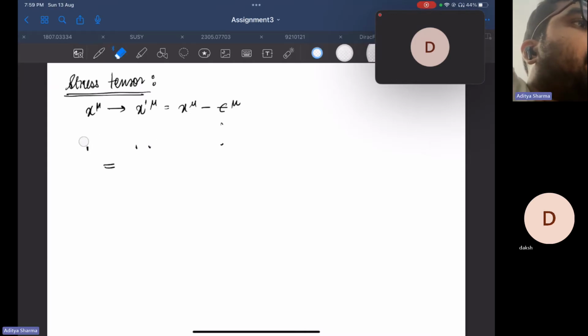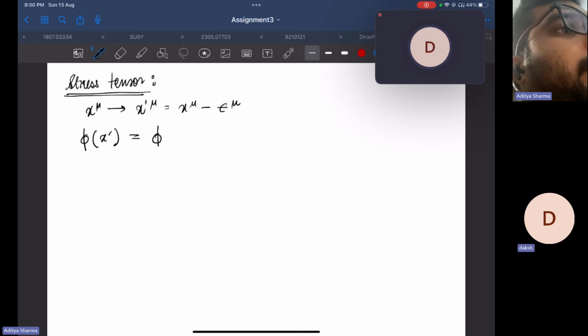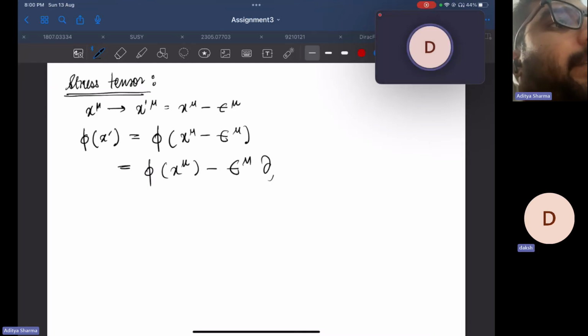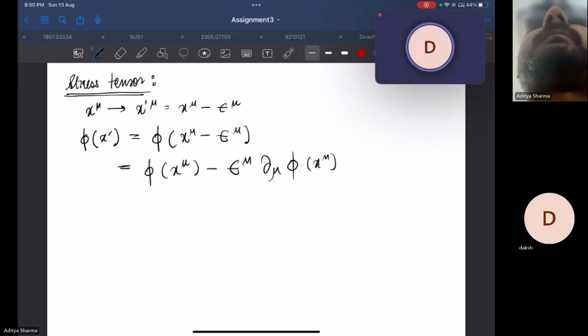Phi of x prime is equal to phi of x minus epsilon mu, which is equal to phi of x mu minus epsilon mu d mu of x mu. And we'll look at only this much term only.